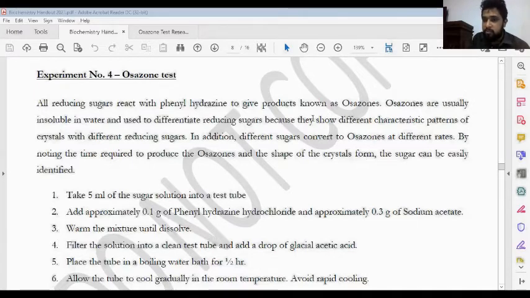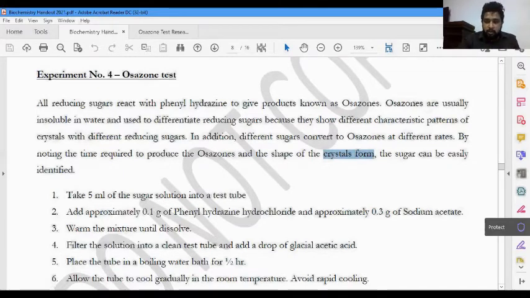We usually use the time taken to form crystals and the crystal shape. We usually do not use the melting point. Using that in a general laboratory, you can identify the type of reducing sugar. That is the importance of this test.